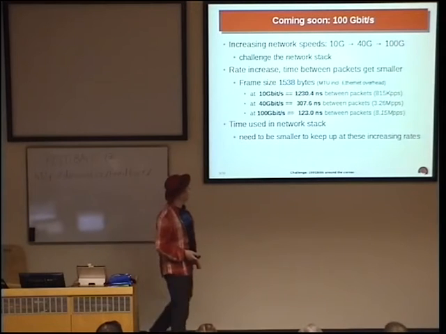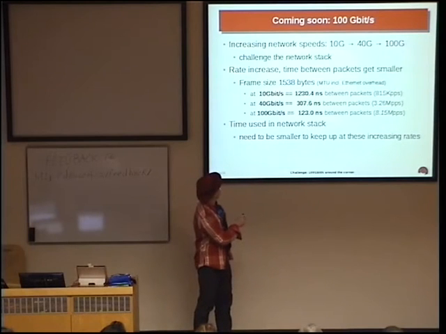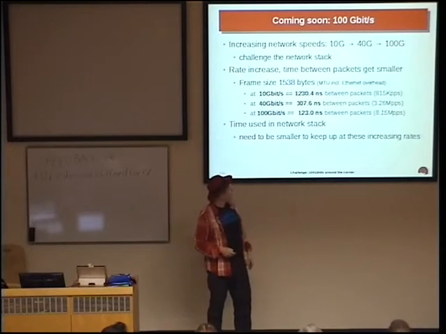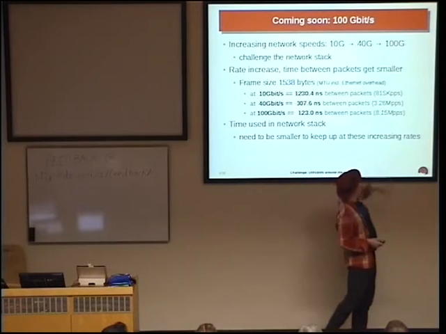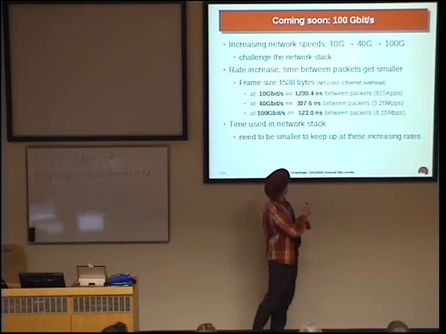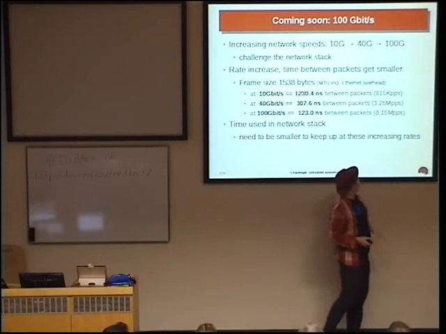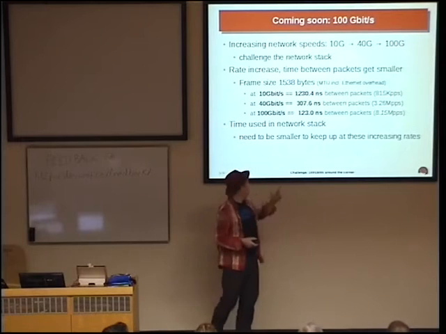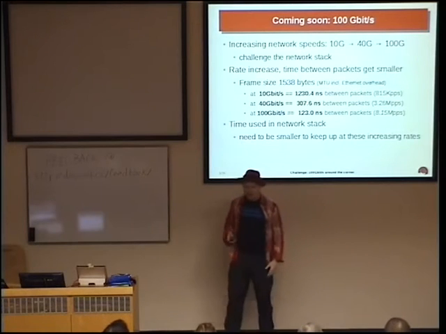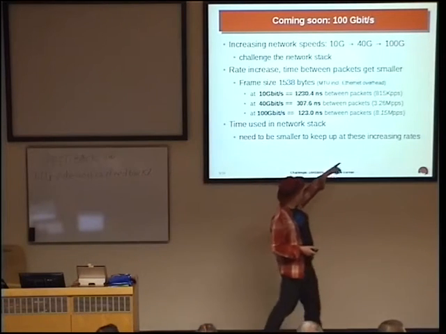If you look at the time scale, look at big Ethernet frames. With 10 gigabits, there's 1200 nanoseconds between the packets, which corresponds to 800,000 packets per second. With 40 gig, we still have around 300 nanoseconds between the packets, and you have to handle 3.2 million packets per second. And then we go to 100 gigabits, and now we're starting to get into trouble because there's only 123 nanoseconds between the packets, which means we have to be able to handle 8 million packets per second.